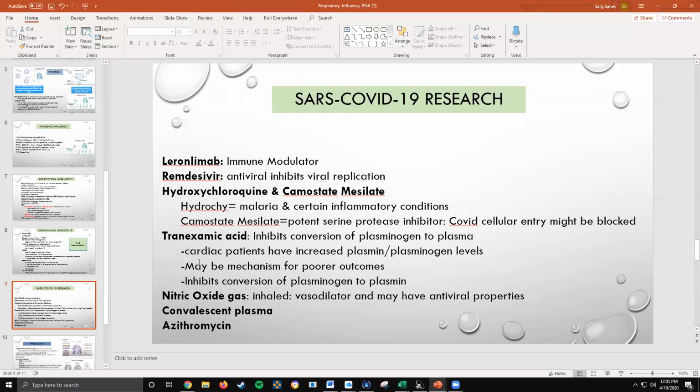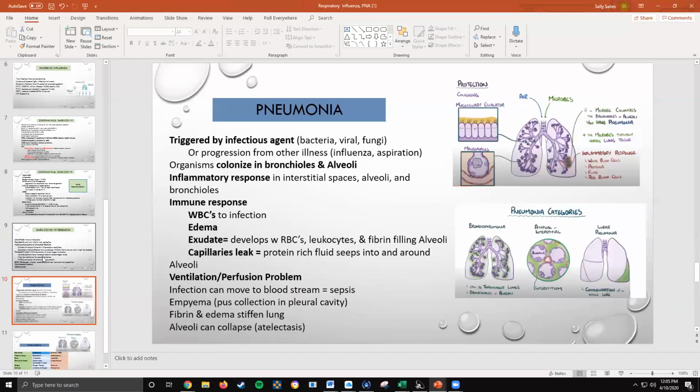Some research I just want to share with you. I'm not going to go over this, but this is an immunomodulator, which is the new and upcoming medications that we use for cancer. And you can just take a look over this yourselves. These are just medications that are currently on research.